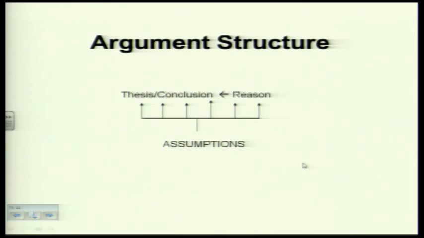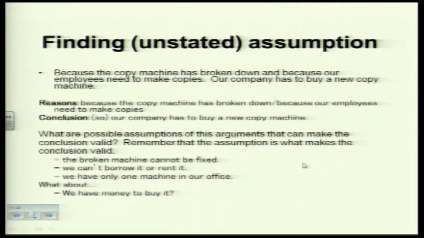So let me show you some real examples. Suppose you are given this statement: because the copy machine has broken down and because our employees need to make copies, our company has to buy a new copy machine. Remember, on the GRE test, you are given the thesis and also the reason. You are given two things. You have to find the unstated assumptions.